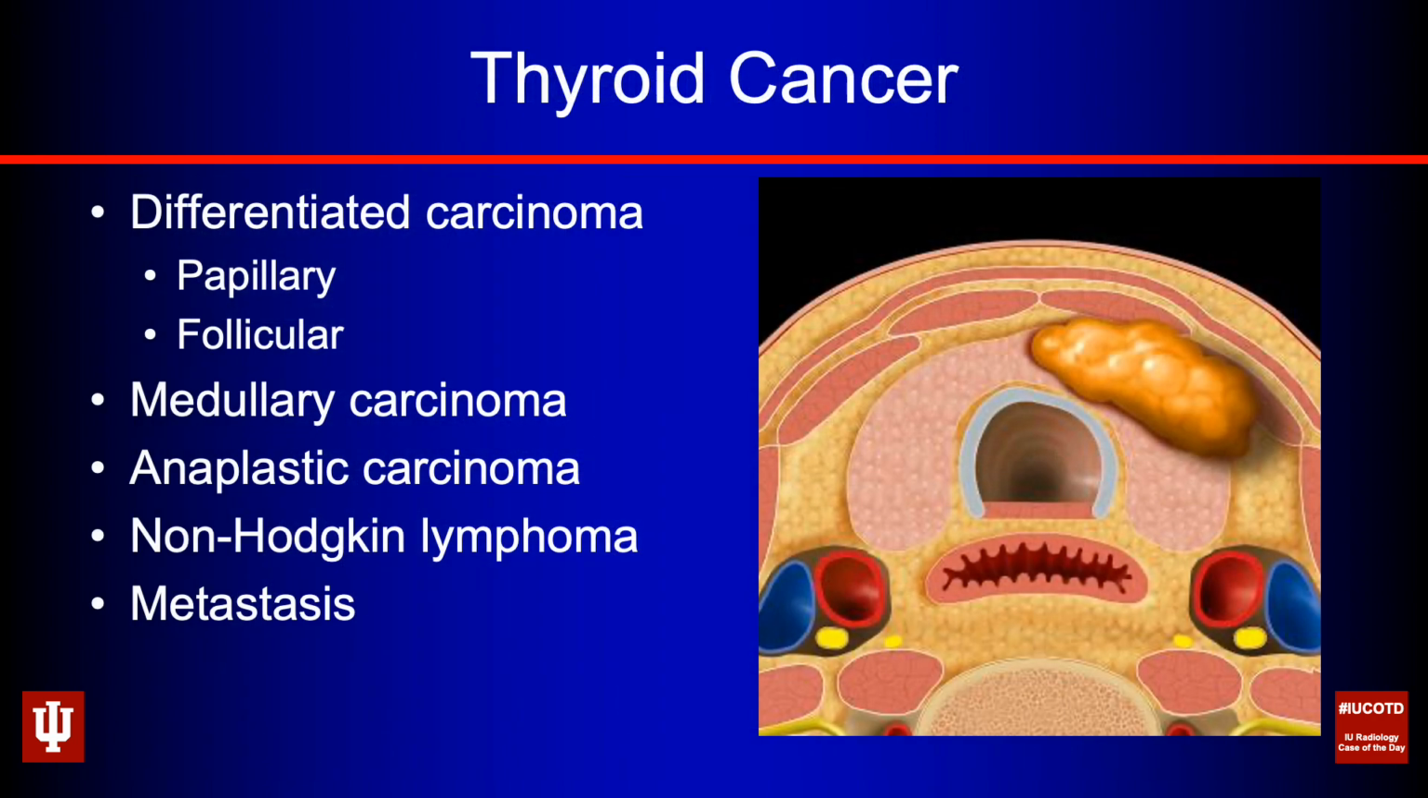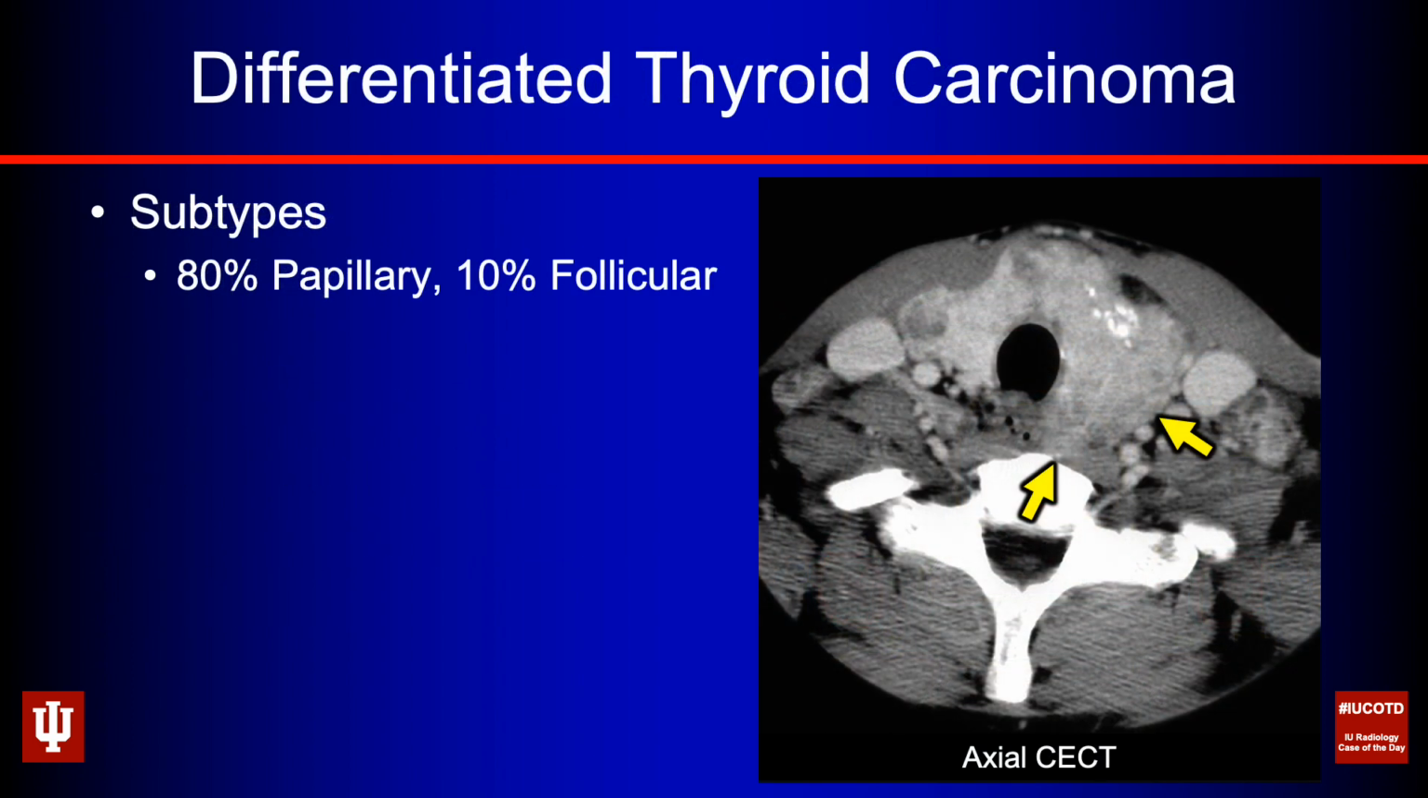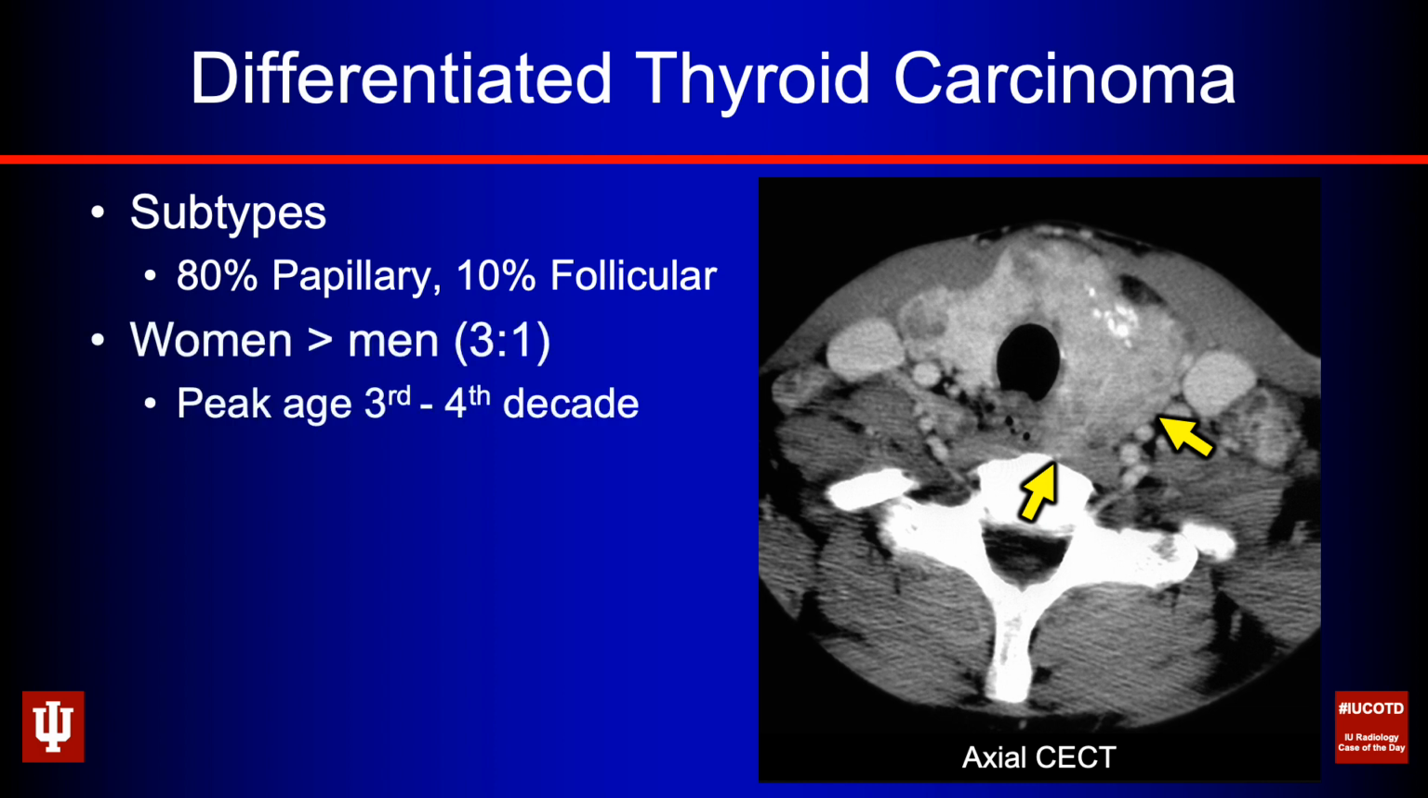All right, let's talk about thyroid malignancy. As you can see on this slide, there are multiple different types of thyroid cancer. We're going to start with talking about the differentiated thyroid carcinoma. Okay, so differentiated thyroid carcinoma, the vast majority are going to be papillary. Number 2 would be follicular.